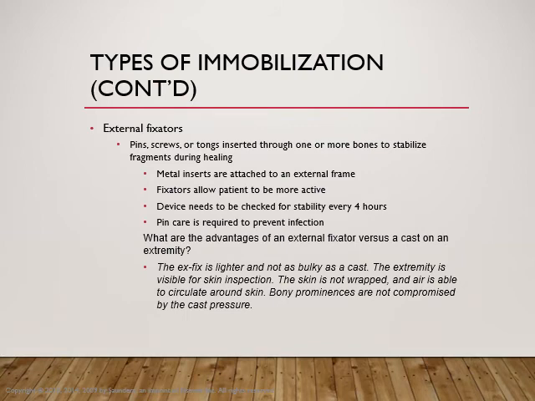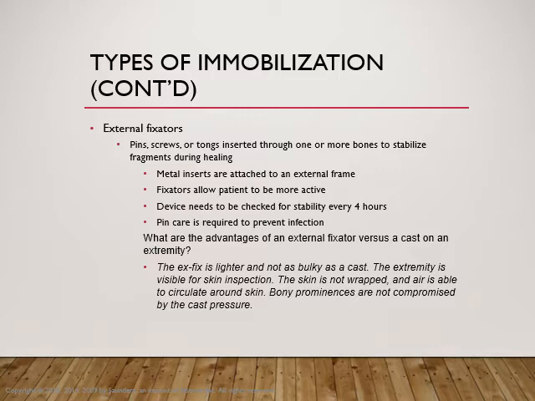Types of immobilization continued. External fixators. Pins, screws, or tongs inserted through one or more bones to stabilize fragments during healing. Metal inserts are attached to an external frame. Fixators allow the patient to be more active. The device needs to be checked for stability every 4 hours. Pin care is required to prevent infection.